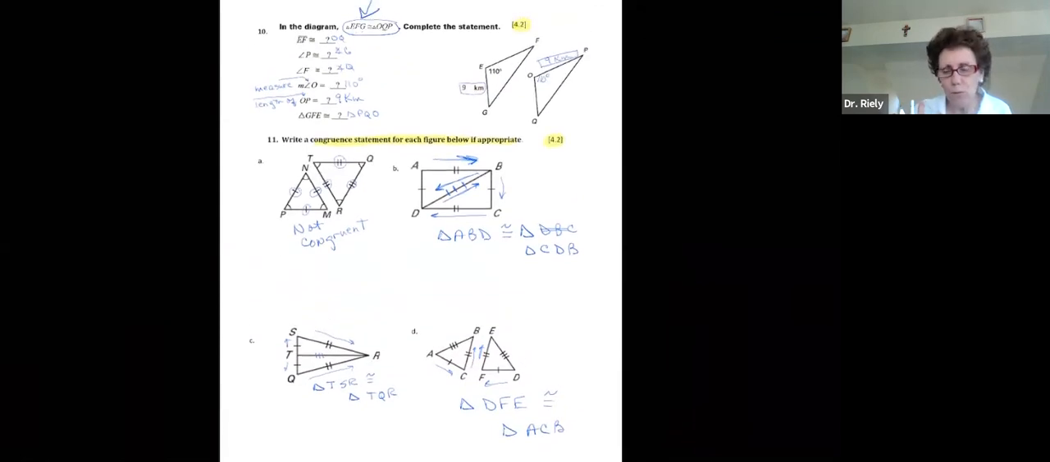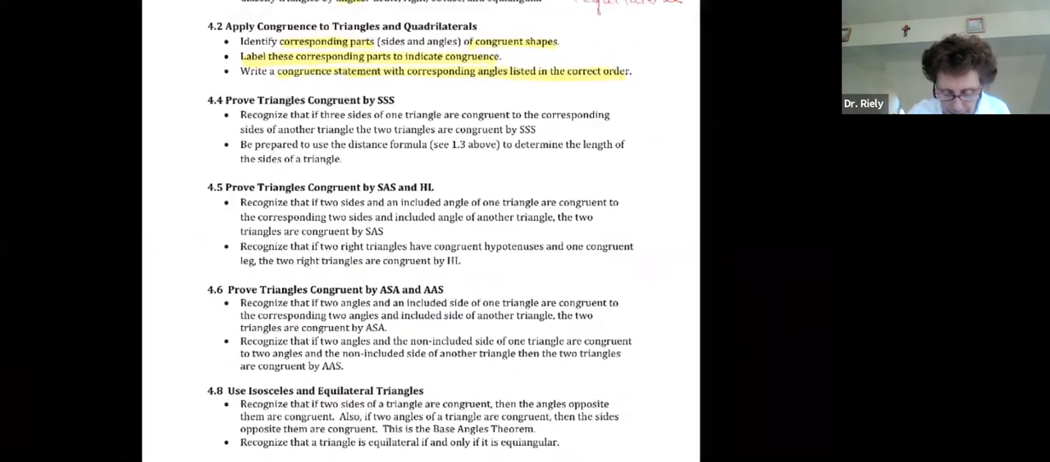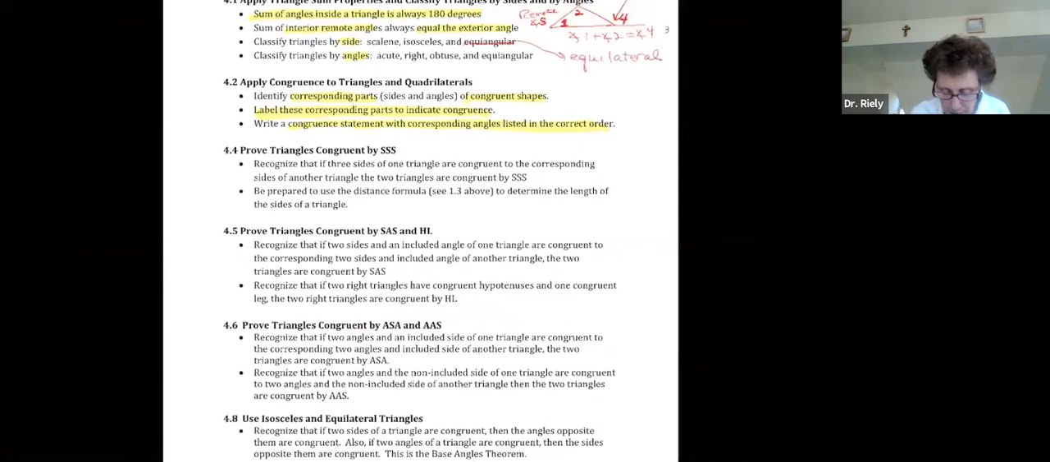So now we've done 4.1 and 4.2. Let's go back up to the cover page, and it says prove triangles congruent by side, side, side. That is the only thing that's going to be covered in 4.4. You've got to prove it is congruent by side, side, side. I don't think I asked you anything about using the distance formula, so we're just going to work on side, side, side.